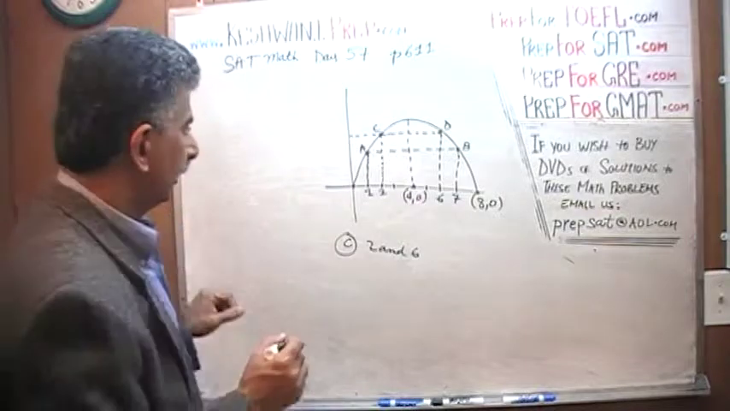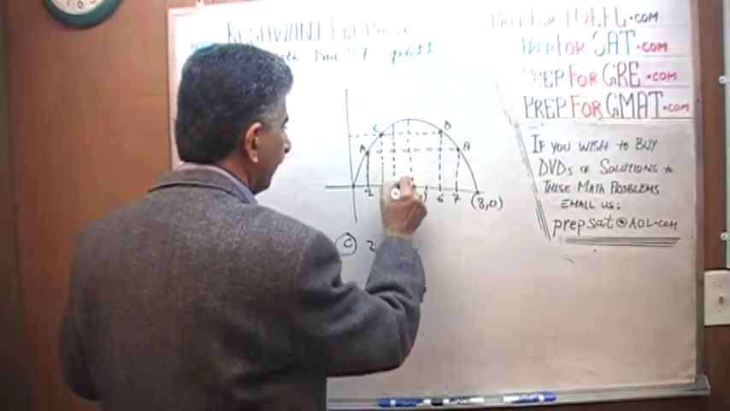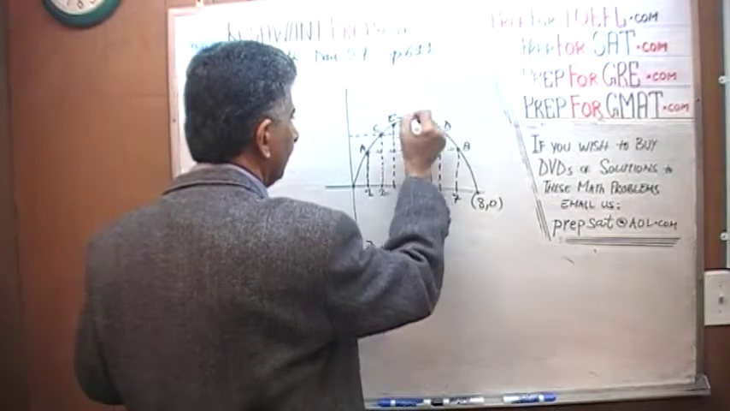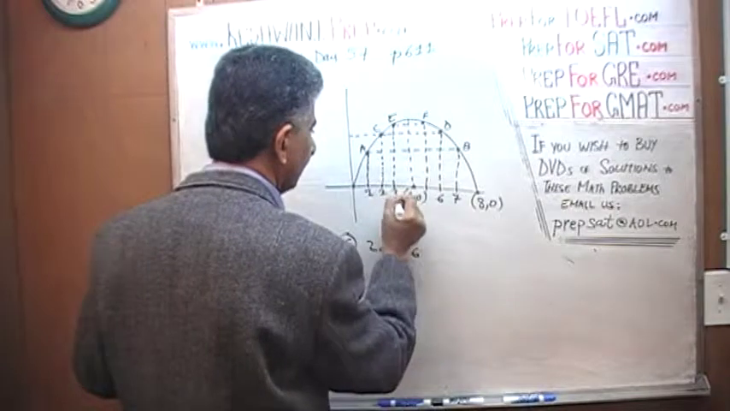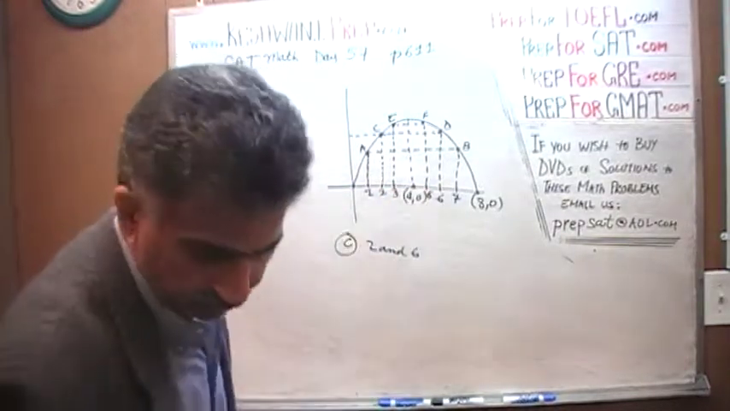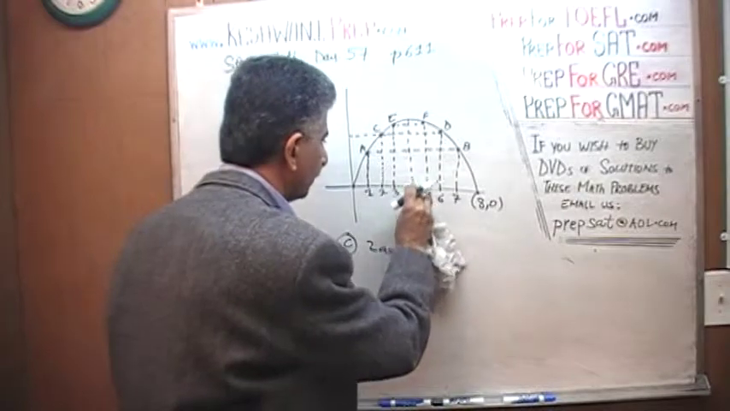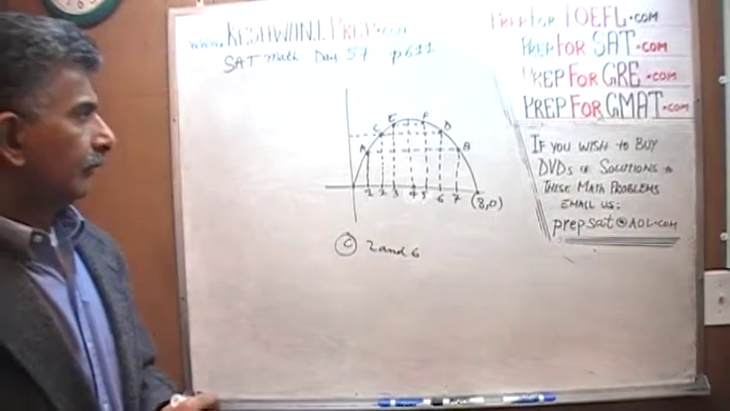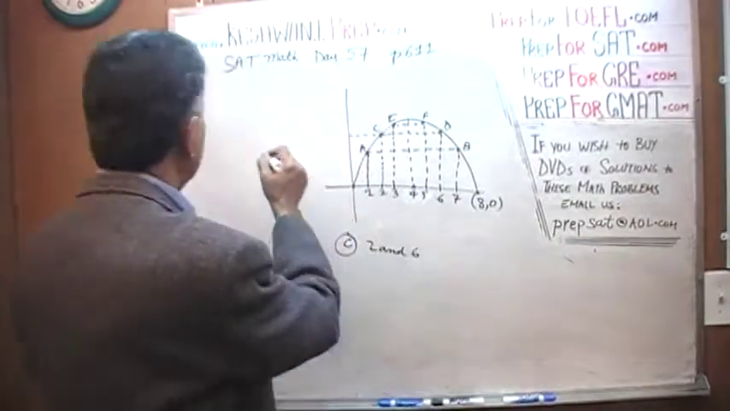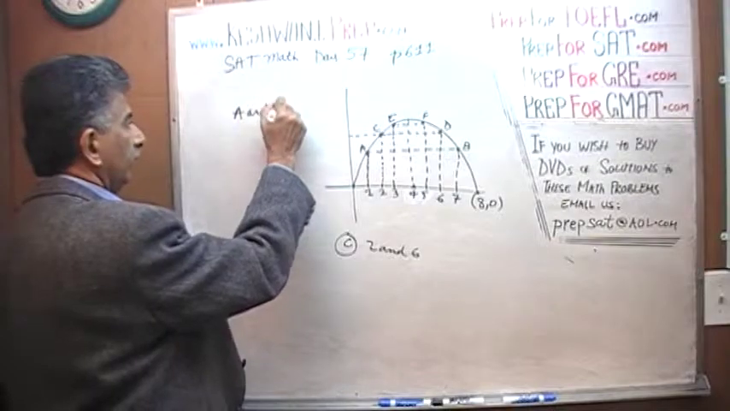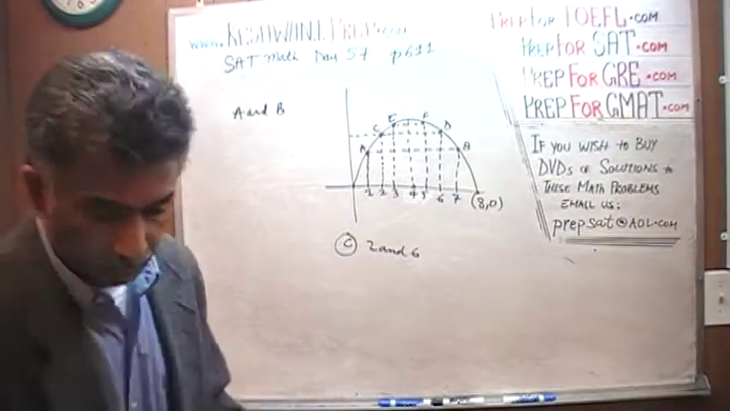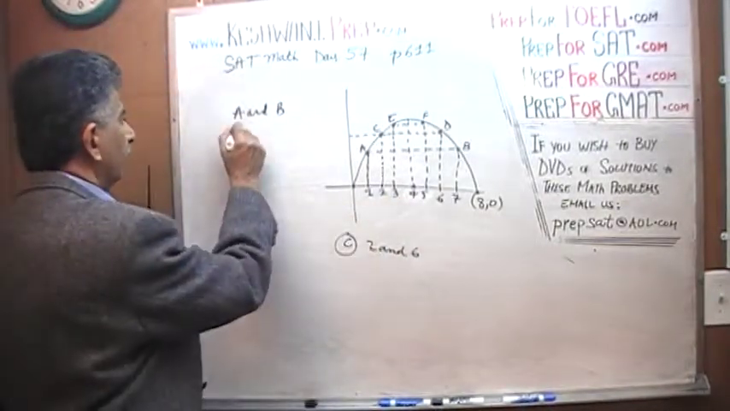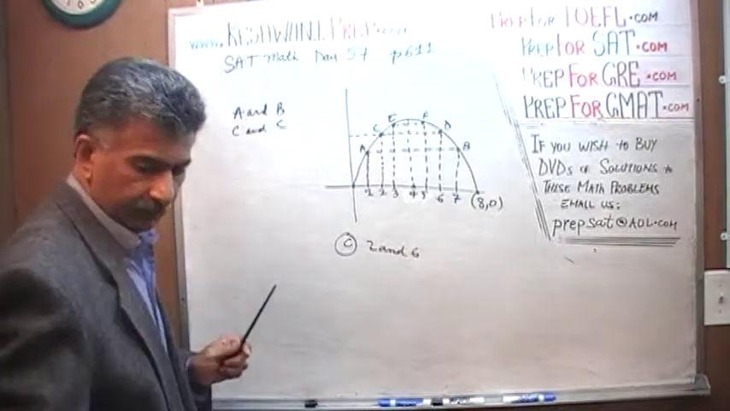And the other place where they're going to be equal is 3 and 5. Let's call them E and F. At 3 and 5. I'm going to erase that 4, 0 because it's getting too crowded. There you go. So at point A and point B, the y coordinates are equal. So is C and D.